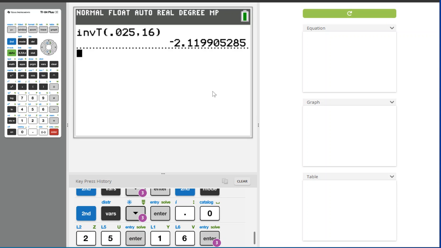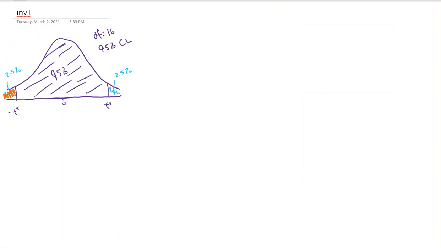2.12 approximately. So what I have here is that this is about negative 2.12 based on this calculator. So my positive value is 2.12. So this is how I can go about finding a critical value.